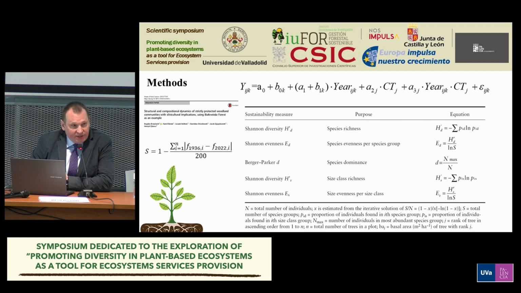We also calculate a tree species composition similarity index, with the equation on your left side. It ranges from 0 to 1. 1 means no changes, 0 means that the stand looks completely different in tree species composition.